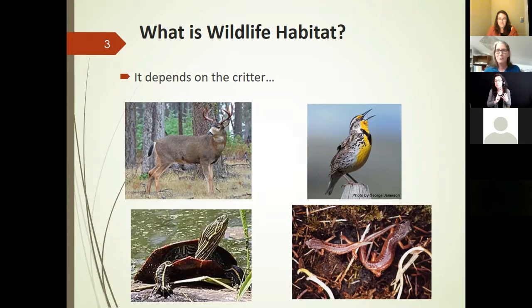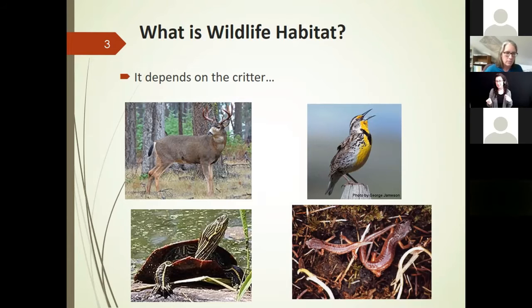And then some species, such as the critters on the lower right, which are ensatinas. Ensatinas are one of our native salamanders. They're terrestrial salamanders, and they spend their entire life on land. They're very cryptic. You might not even see them, but they have totally different habitat requirements, right? So they don't need water like turtles need water, but they need moist hiding places in the ground, under deep leaf litter, logs, woody debris, that sort of thing.